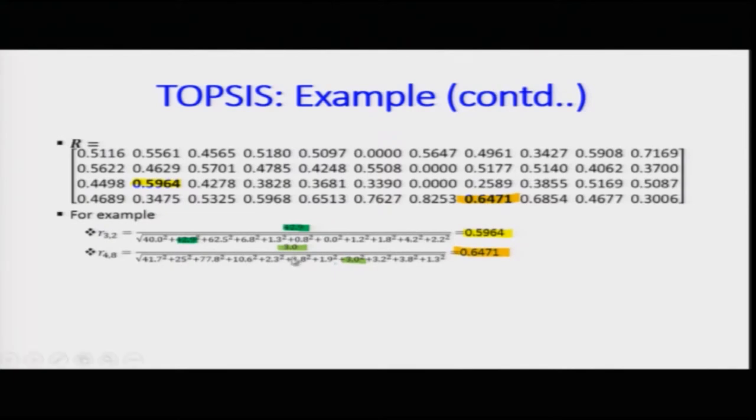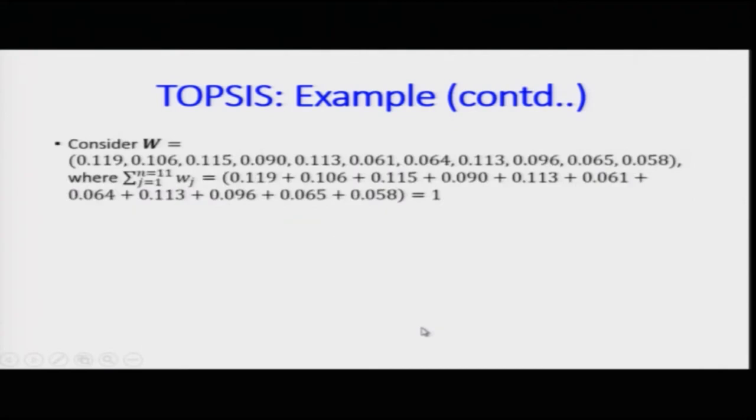Once you have this, now I consider the weights. For this problem, I am considering the weights for each criterion, starting from 1 to the 11th one. I am only reading two places of decimal: 0.11, 0.10, which is about 11%, 10%, the third one again 11%, fourth one 9%, then 11%, 6%, 6%, 11%, 9%, 6%, 5%. That means these are the weightages for each criterion amongst themselves. Double check that the sum should be 1.